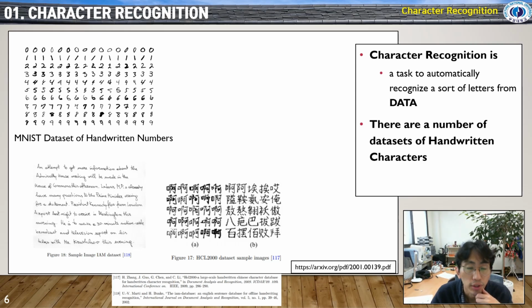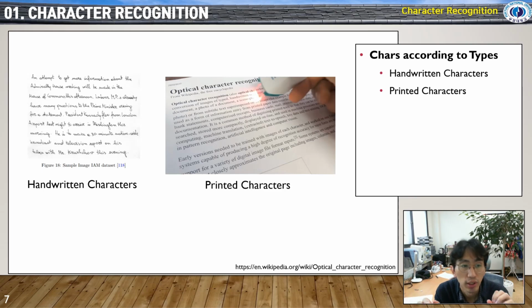In the character recognition, the data can be divided into two categories. One is the handwritten characters and the other is the printed characters. Recognizing the printed characters is pretty easier than recognizing the handwritten characters. It is the same to us, the same to the humans. For example, my handwriting is really bad, really bad. So sometimes even I cannot recognize my own handwritten characters. If I try to recognize my characters using the AI, it is very difficult.